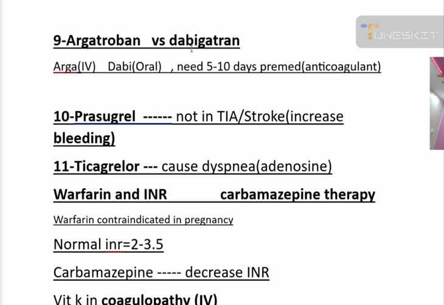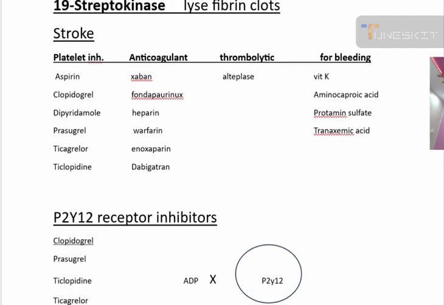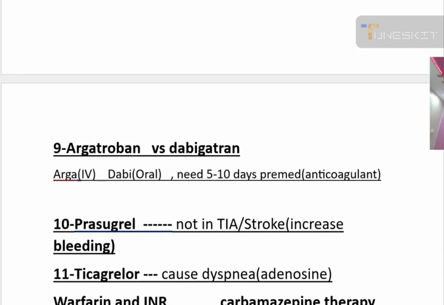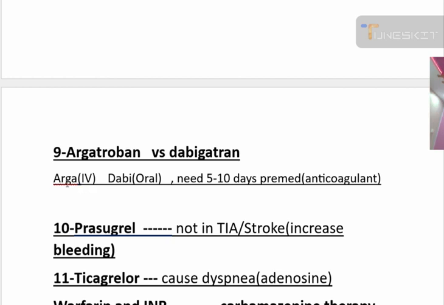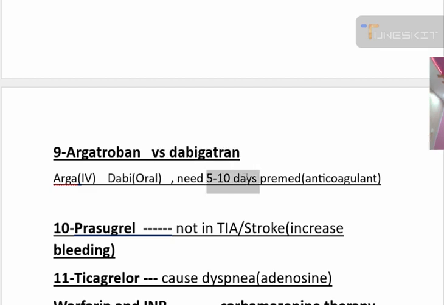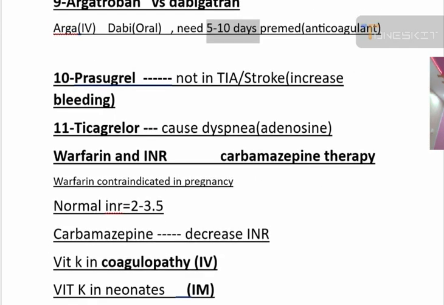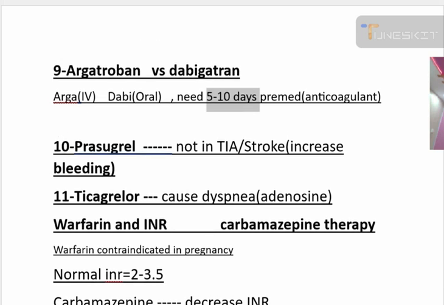So argatroban and dabigatran. What are argatroban and dabigatran? They are basically anticoagulants. They will ask you which one is IV and which one is oral. So dabigatran is oral, argatroban is IV. And the most important information here: when you are going to use dabigatran, you have to use 5 to 10 days of pre-medication. Which pre-medication? Any anticoagulant. Like you can also use clopidogrel for that.